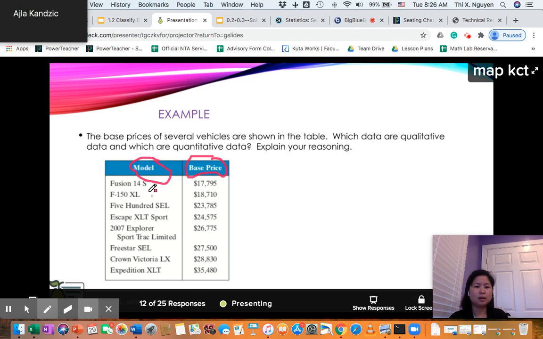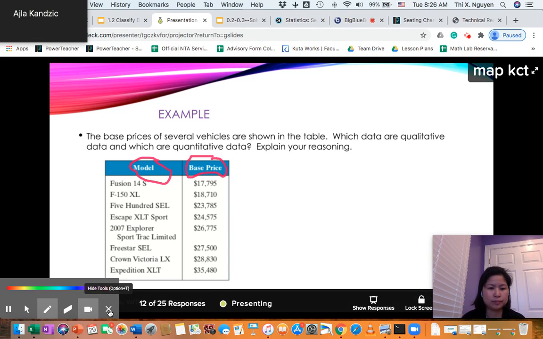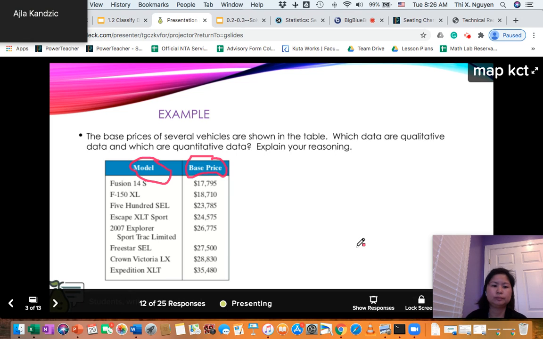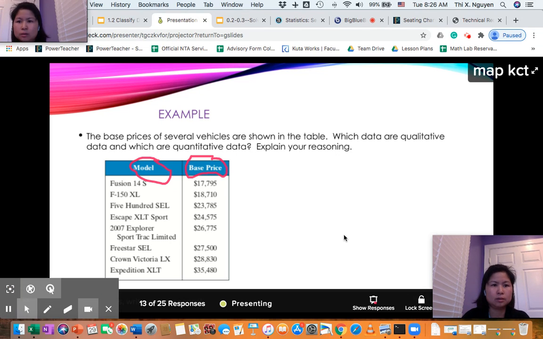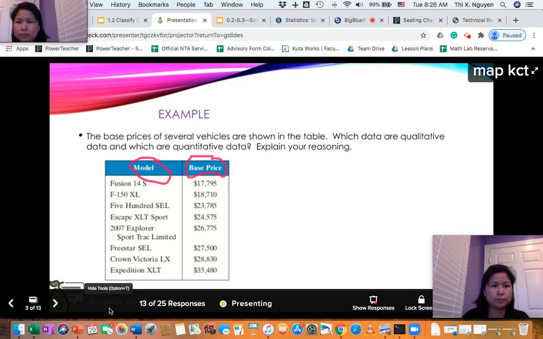Over here, I have the model. I have numbers as well. Over here, I also have numbers, but they're not the same thing. So think about which one is which, all right? I'm going to start showing the response.